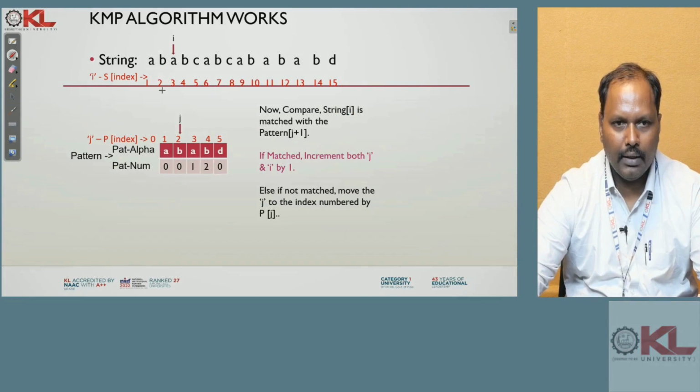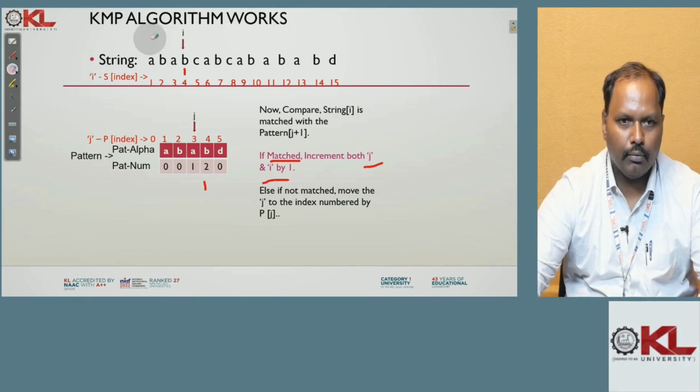Now comparing I, A, with J plus 1, value A. Both are matched, then I and J are increased. Now comparing the I and J plus 1 values: I is equal to B, J plus 1 value is equal to B. Both are matched, I and J values are increased. Then we move to the next step, where I and J values are increased.